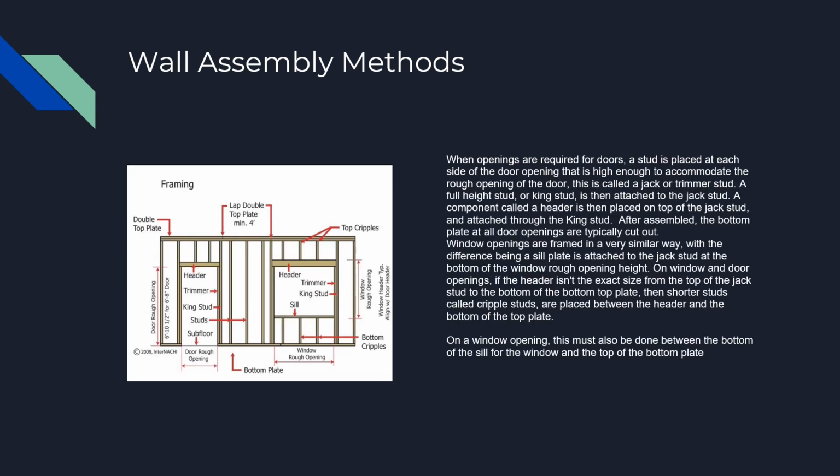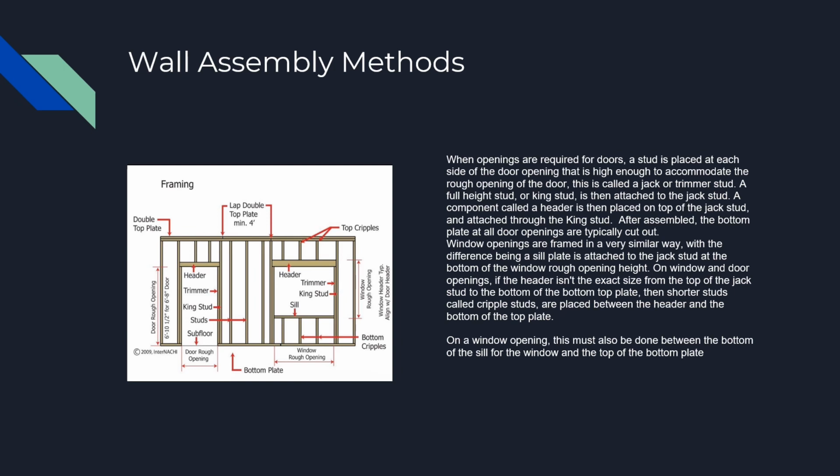When openings are required for doors, a stud is placed at each side of the door opening that is high enough to accommodate the rough opening of the door. This is called a jack or trimmer stud. A full height stud or king stud is then attached to the jack stud. A component called a header is then placed on top of the jack stud and attached through the king stud. After assembled, the bottom plate at all door openings are typically cut out.